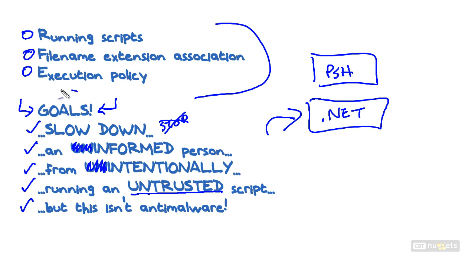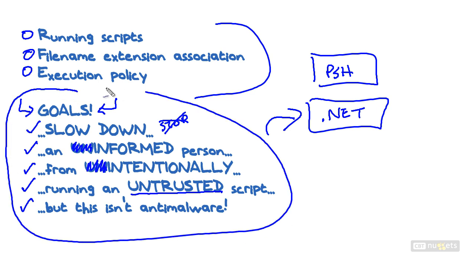So as we talk about PowerShell security, keep all of these goals in mind. These are the things we're going to be trying to do. PowerShell is not intended to be a security barrier or a gateway or anything else. It's going to let you do whatever you have permission to do, meaning your environment permissions need to be correct, and it's going to try and slow down an uninformed user from unintentionally running an untrusted script. But PowerShell is not anti-malware.